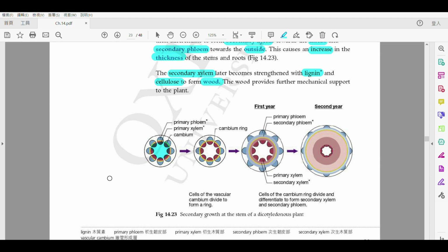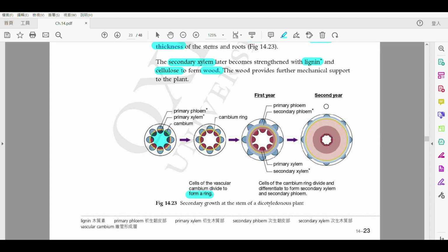Okay, so now let's look at this diagram. So at first, a plant will only have the primary phloem, primary xylem, and cambium, the vascular cambium. Later, this cambium will join together to form a cambium ring. Okay, so they form a ring. And after that, in the future years, they will start developing. So cells will divide and differentiate into the secondary phloem and secondary xylem respectively.